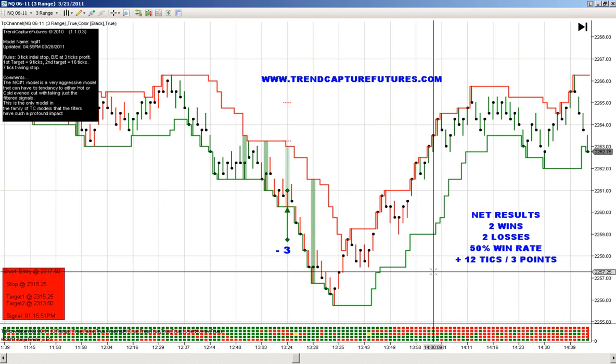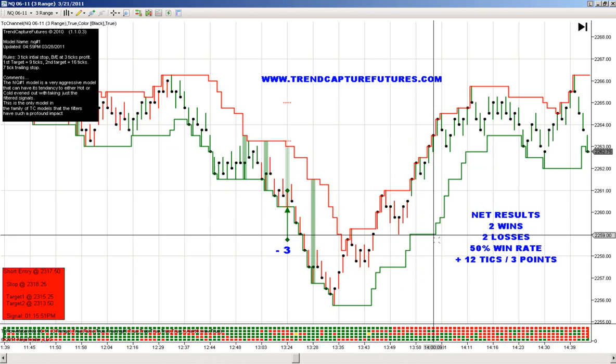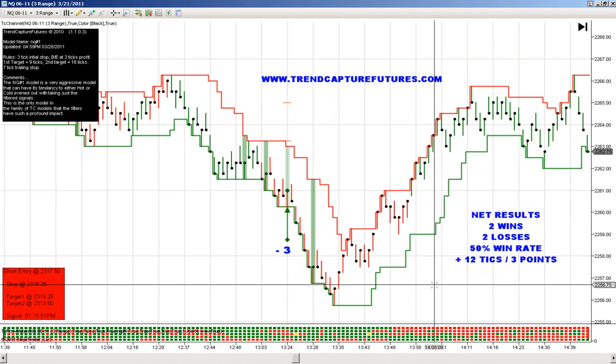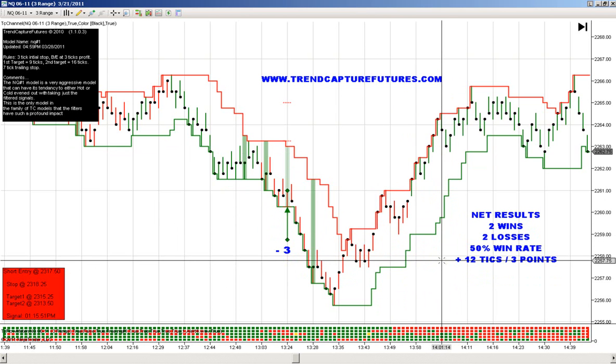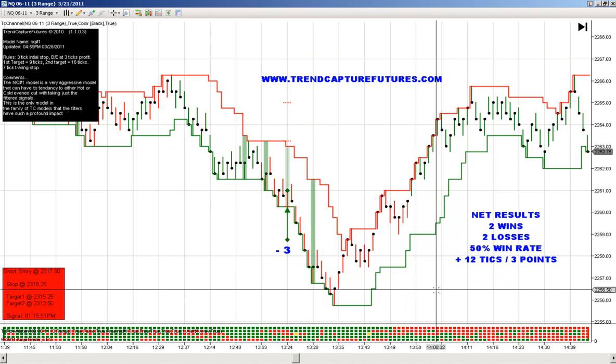You only had a 50% win rate, but when you tally everything up at the end of the day, you ended up with a profit of 12 ticks or 3 points. So you're only going 50-50, but yet you're still able to end the day with a very nice profit.